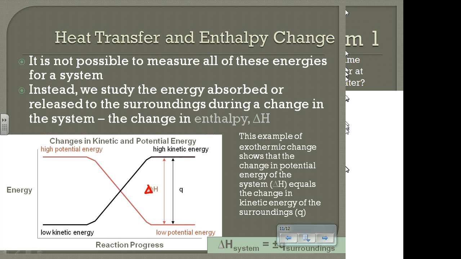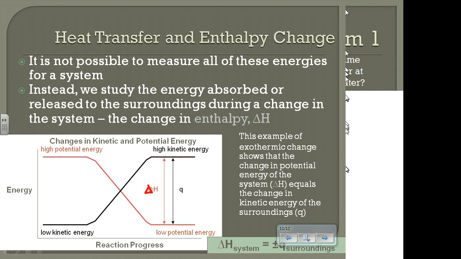The difference between the high and low potential and kinetic energy ends up being the difference in energy, which is Q, which is what we've been calculating. It also ends up being the enthalpy change in the system. So this is an example of an exothermic change that shows that the potential energy of the system equals the change in kinetic energy of the surroundings. I'm not going to go through too much more detail about this diagram. We will come back to it later on in some other videos.